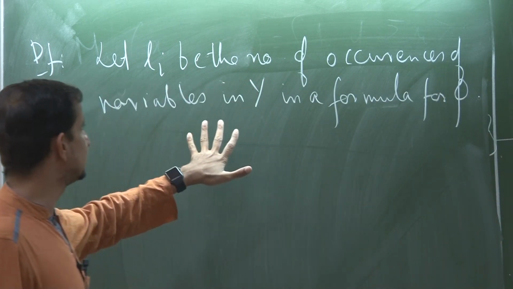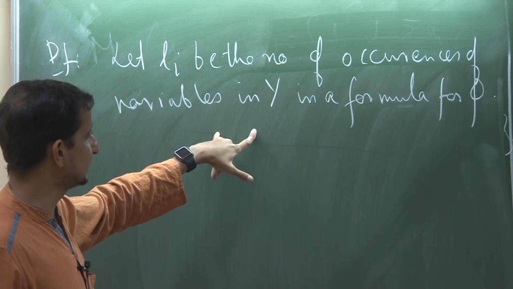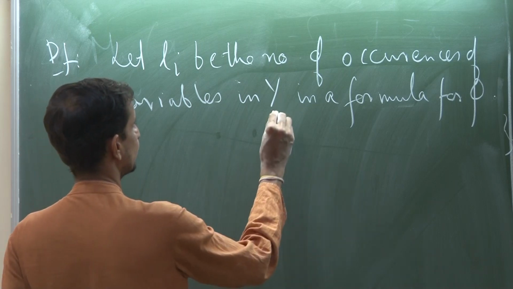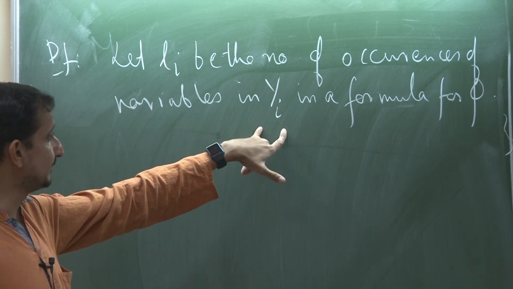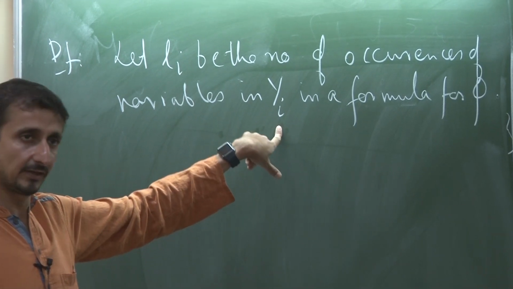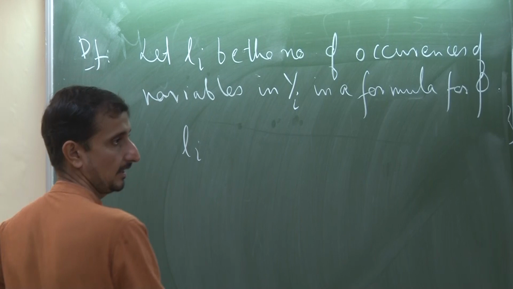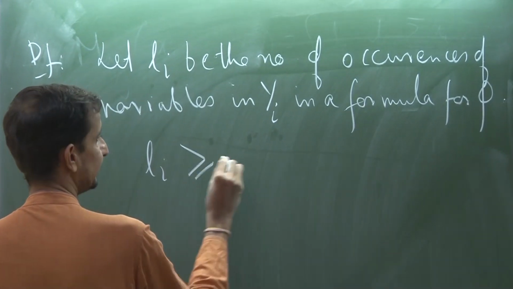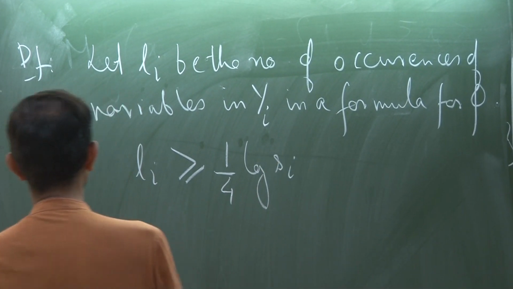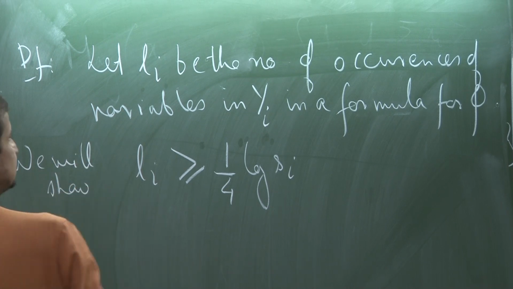Now, the variables of any formula are always the leaves, right. So I am only looking at those leaves which are the variables from the set yi, and I am going to count this Li. What I will show is that Li is greater than or equal to 1/4 log Si. This is what we will show.